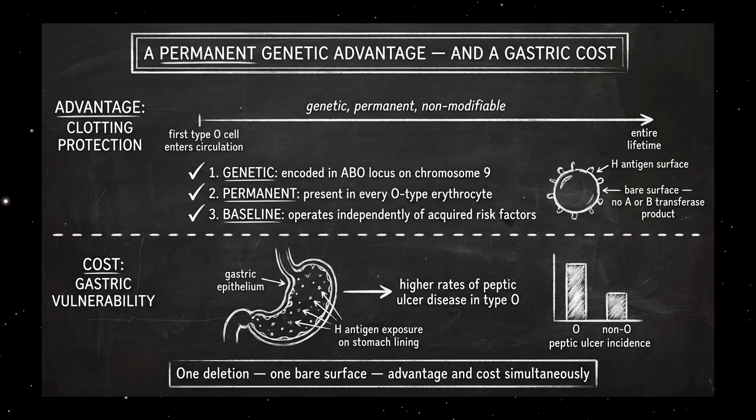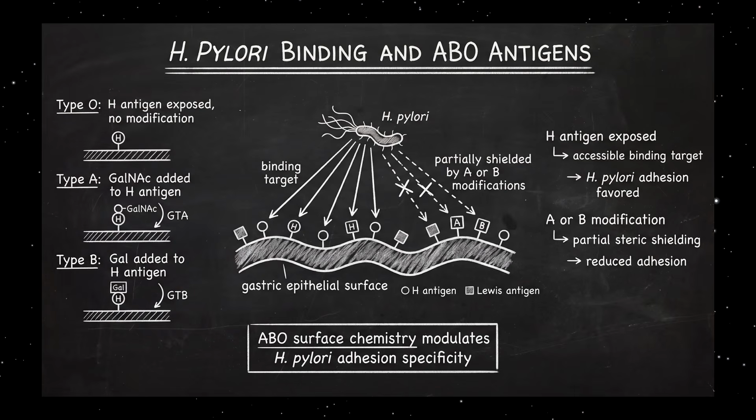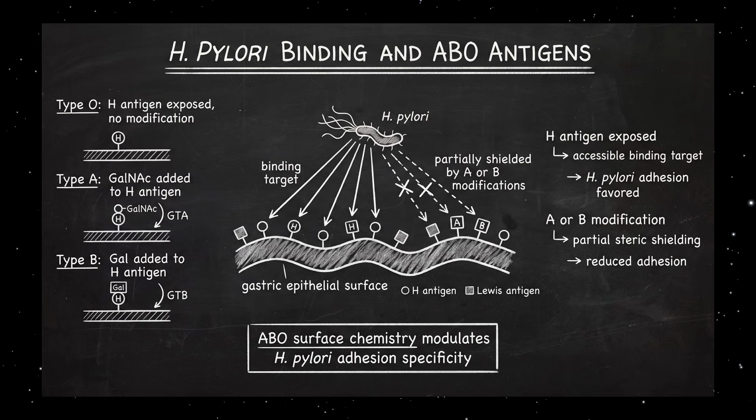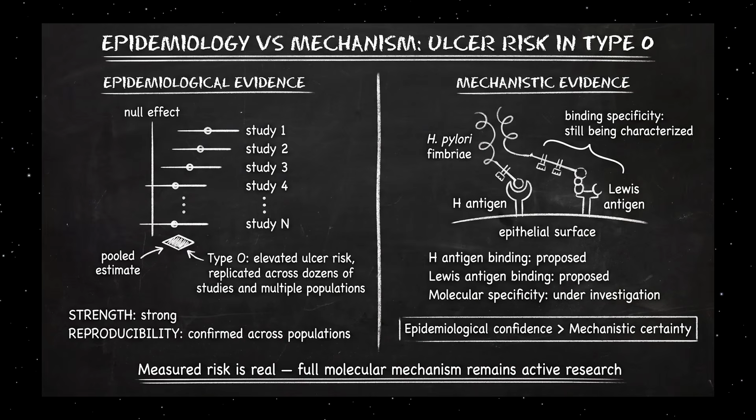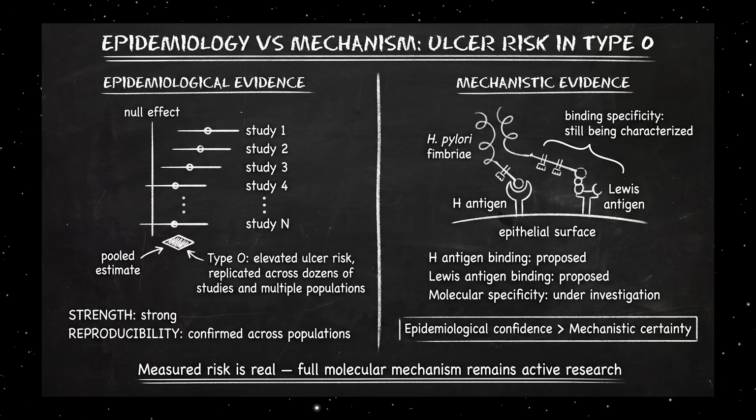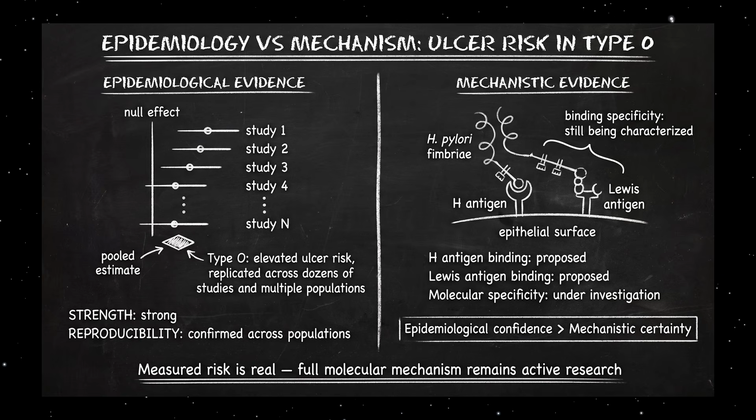Gastric vulnerability. Type O carriers have higher rates of peptic ulcer disease. Helicobacter pylori, the bacterium that causes most stomach ulcers, binds to surface structures on gastric epithelial cells. The H antigen and related Lewis antigens on the stomach lining may provide binding targets that A and B modifications partially shield. The bare O surface exposes these targets. The epidemiological association, replicated across dozens of studies and multiple populations, is stronger than the mechanistic evidence, which means the increased ulcer risk is measured and real, but the molecular binding specificity is still being characterized.